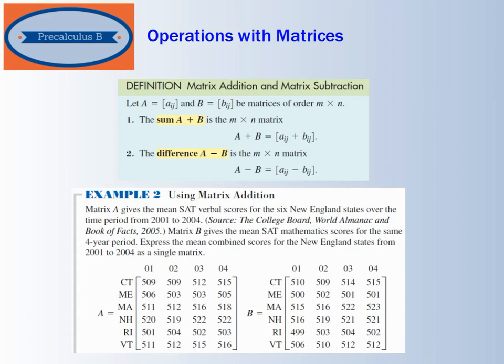If A is the matrix A sub ij and B is the matrix B sub ij, then each of them has an order of m by n. Notice the order has to be the same. Then the sum of A plus B is also going to be a matrix that's m by n, and it's just going to be every position in A, we add the corresponding values.